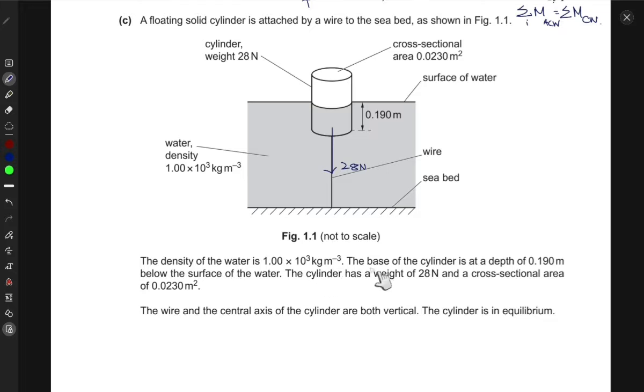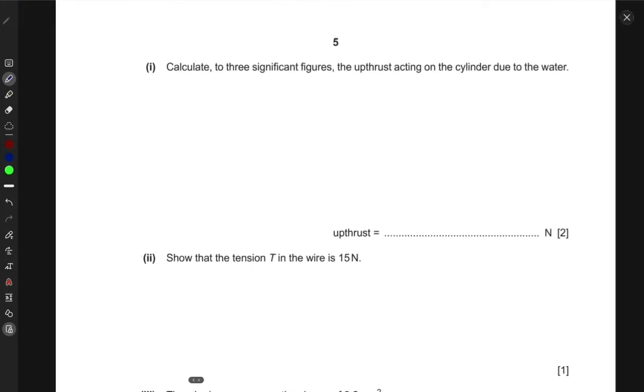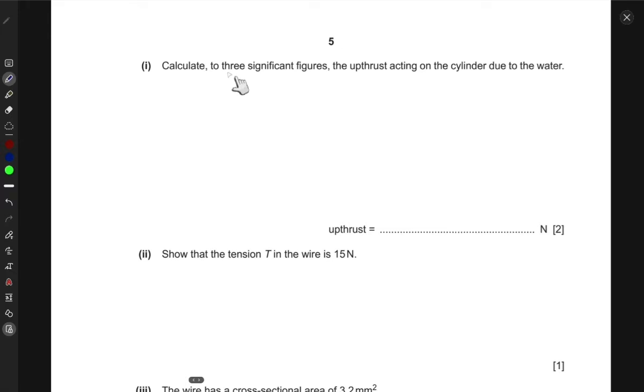The base of the cylinder is at a depth of 0.190 meters below the surface of the water. The cylinder has a weight of 28 newtons and a cross-sectional area of 0.0230 meters squared. So the cross-sectional area is also provided for the cylinder. The wire and the central axis of the cylinder are both vertical. The cylinder is in equilibrium. So that's the problem statement, and we are required to calculate, to three significant figures, the upthrust acting on the cylinder due to water, right?